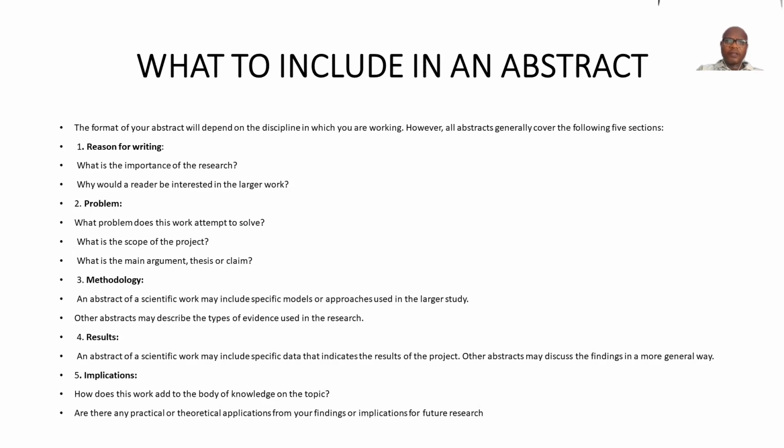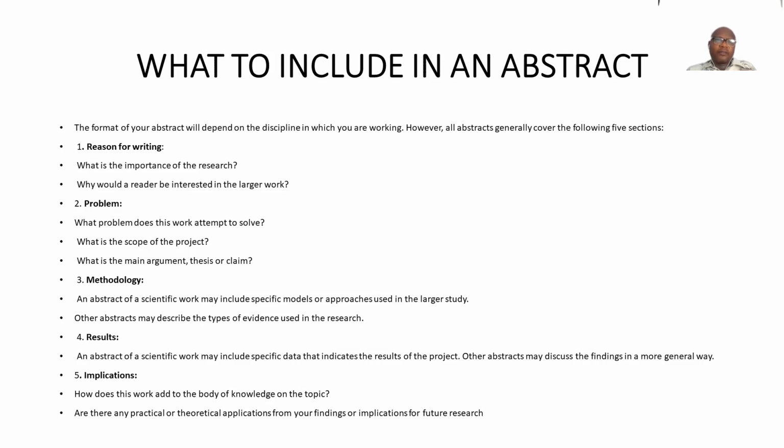So, what to include in an abstract? What can be included in an abstract? The format of your abstract will depend on the discipline in which you are working. However, all abstracts in general cover the following five sections. The importance of saying that it depends on the discipline is that it depends whether you are doing a laboratory project, an observation type of project, or an experimental one, so that you can write the appropriate type of abstract. But basically, all of them follow a specific method.